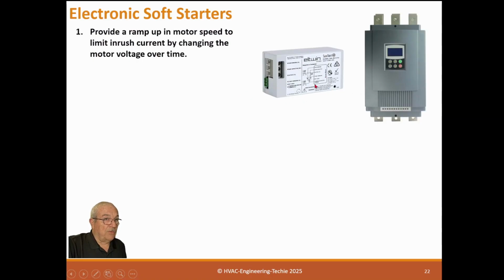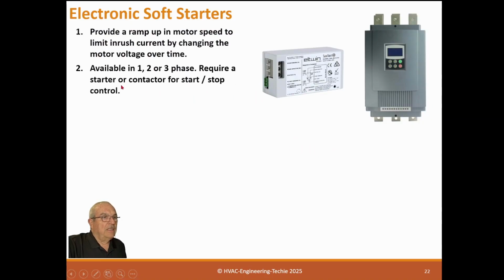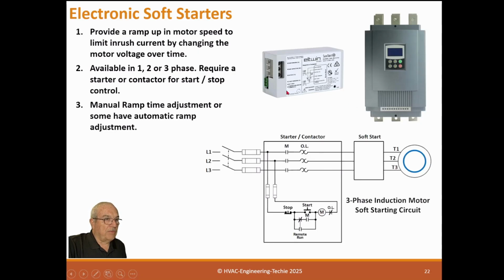Now, some of these little ones, it's set in the unit, and some of them have electronic feedback, and you set parameters for the inrush limit, and they will do whatever time it takes to get the inrush to that limit. So it might be automatic, but normally it's adjustable. Available in 1, 2, or 3 phase, it requires a starter contactor for start-stop control, because these soft starters aren't actually a starter. They're a ramp-up controller, but they're not a start-stop controller. Manual ramp time adjustment, or some have automatic ramp adjustments.